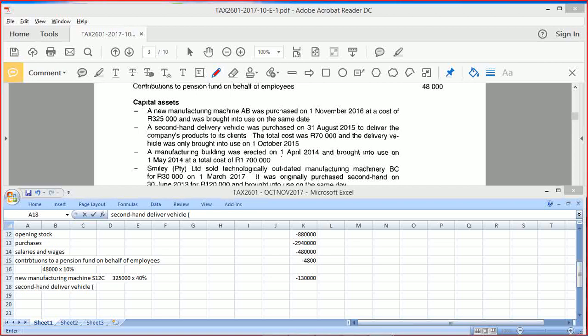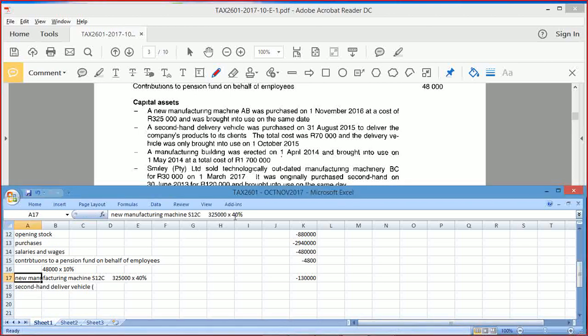Yes, that's what I'm asking. Then we need to change this. This needs to be 100%. Yes, sir. Okay, so it's basically the same amount. Does that make sense? Yes, sir. It makes sense now.